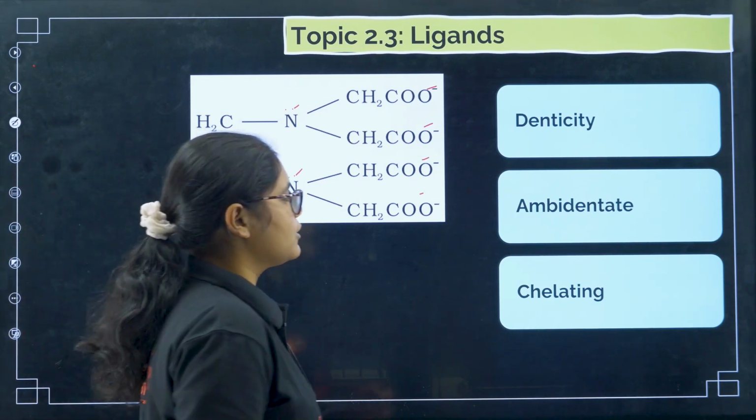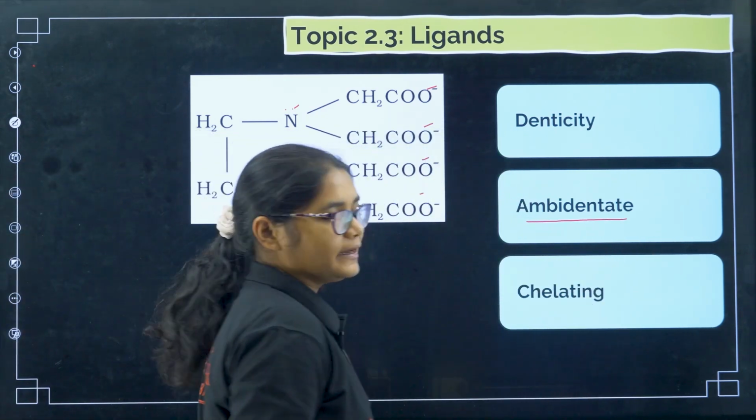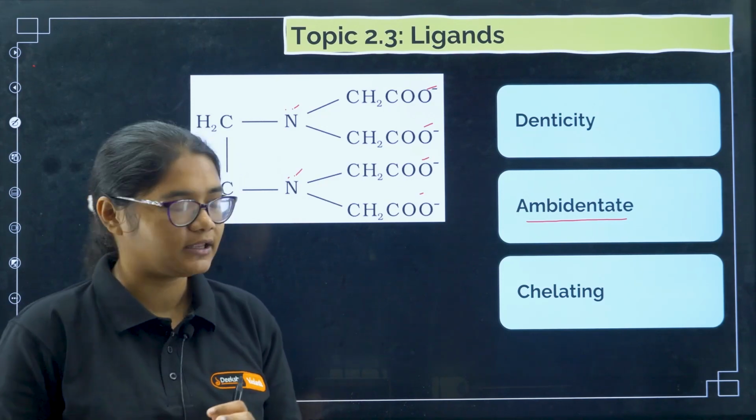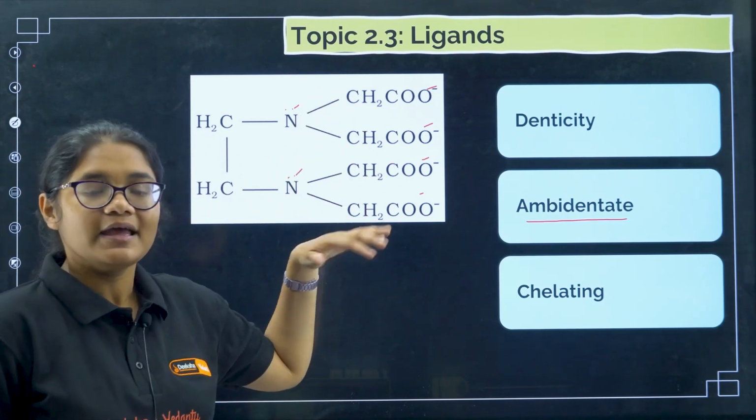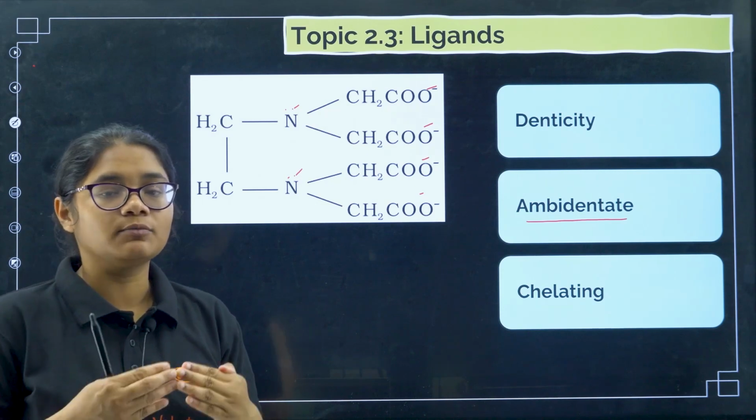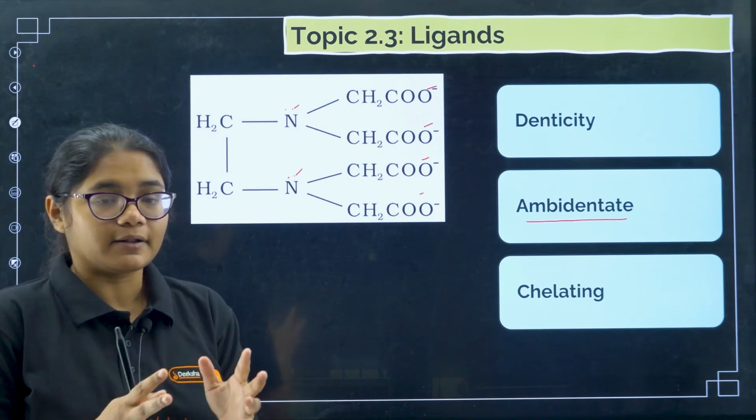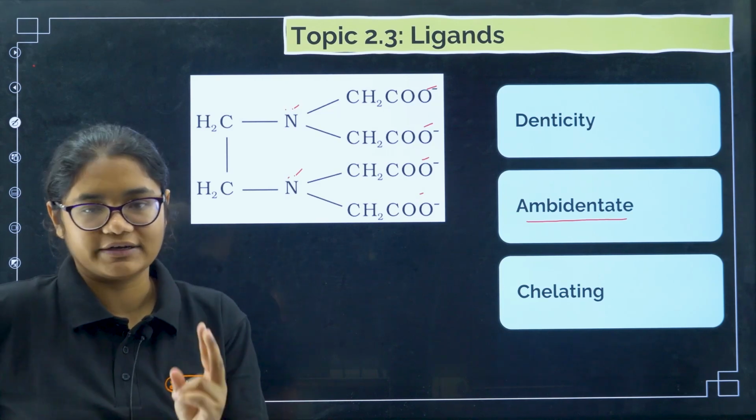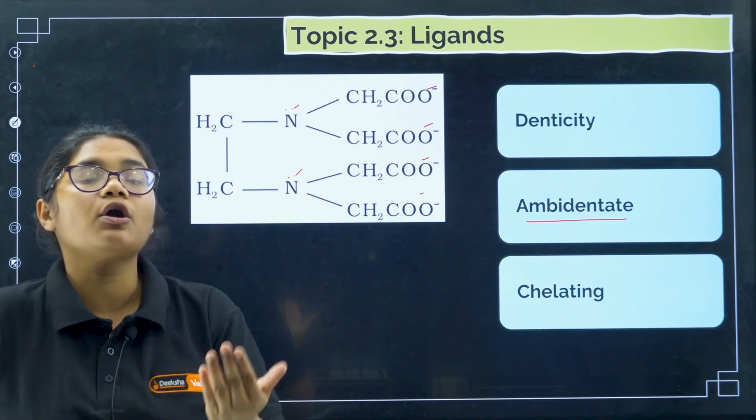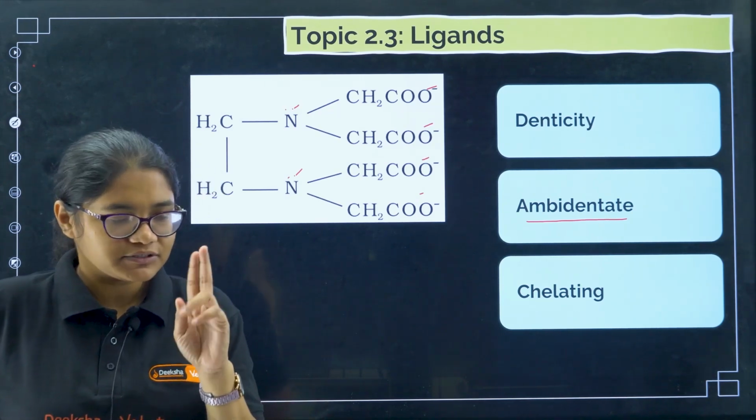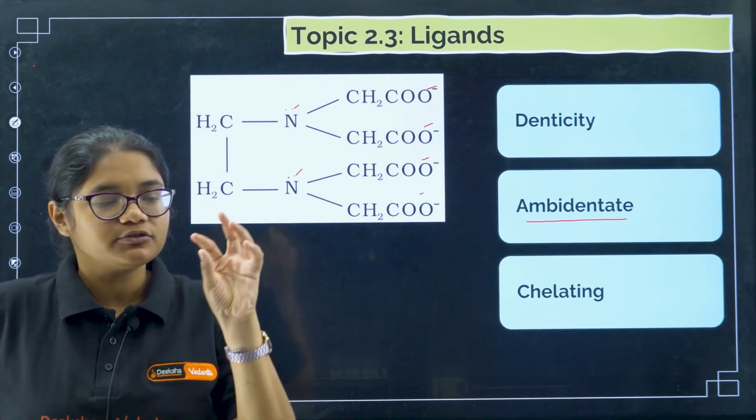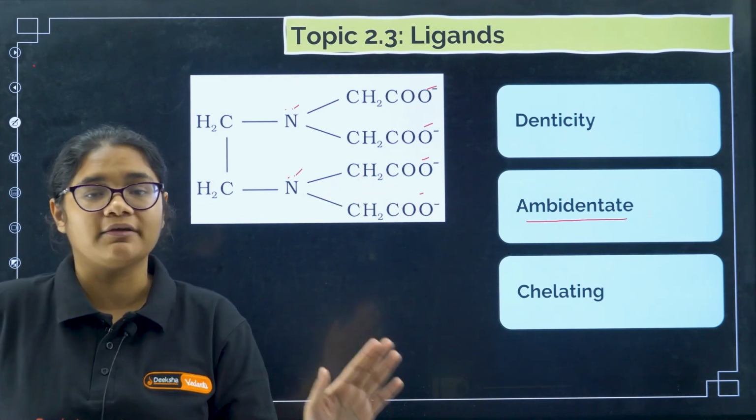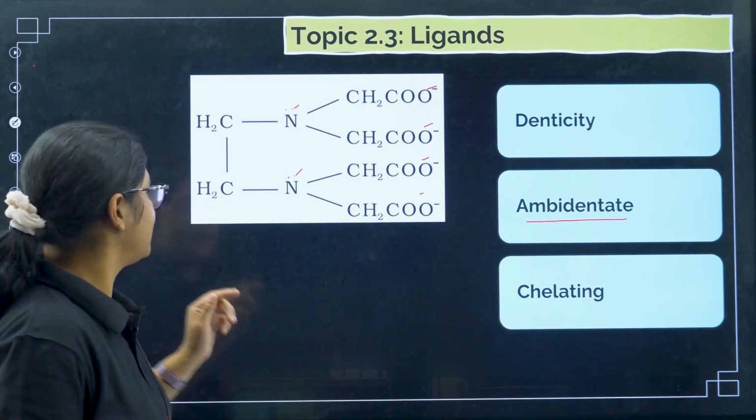Another important thing about ligands is the ambidentate ligand. An ambidentate ligand also has more than one donor site. Here you can see 6 donor sites are there, but ambidentate ligands generally have 2 donor sites, and both of them do not form bonds at the same time. Suppose there are 2 donor sites A and B. If A is forming a bond, B will not form. If B is forming a bond, A will not form. So that is your ambidentate ligand.